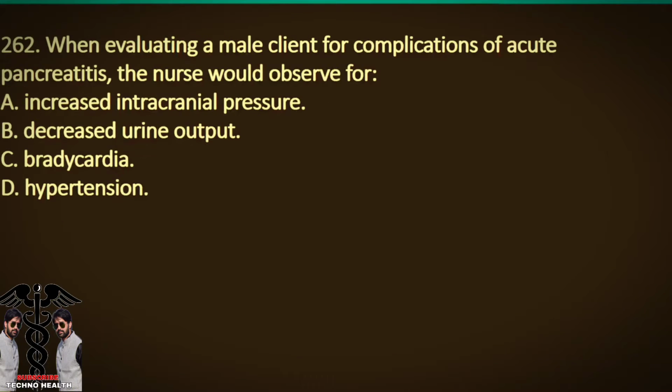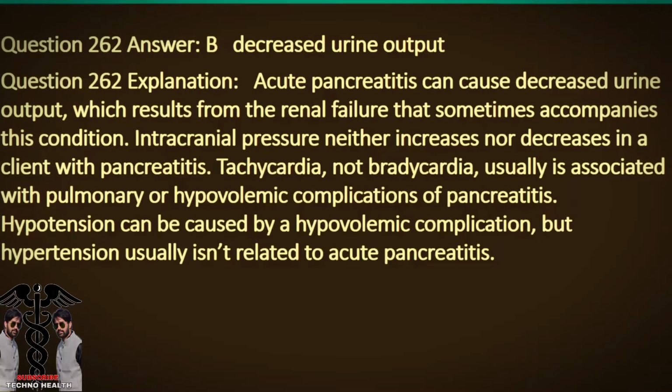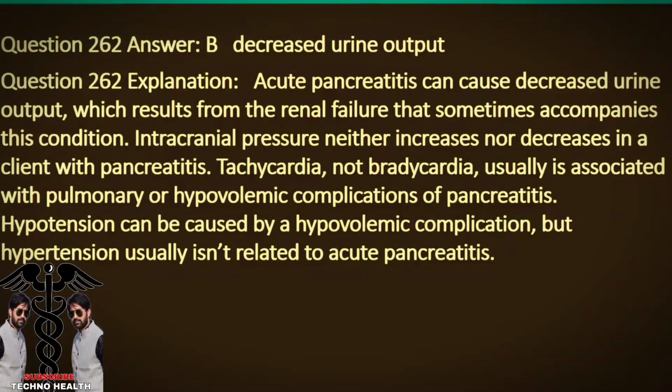Question 262. When evaluating a male client for complications of acute pancreatitis, the nurse would observe for: A. Increased intracranial pressure, B. Decreased urine output, C. Bradycardia, D. Hypertension. Question 262. Answer: B. Decreased urine output.